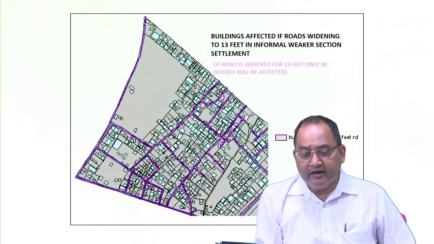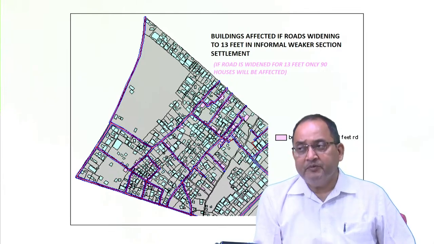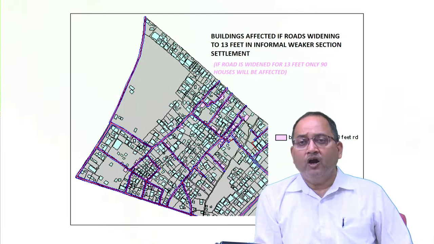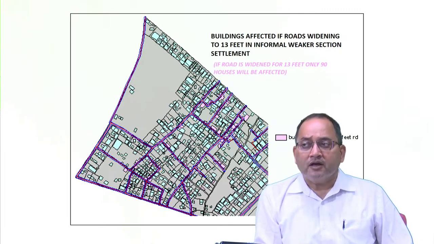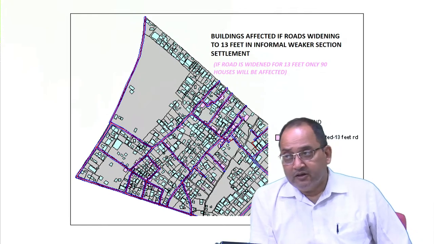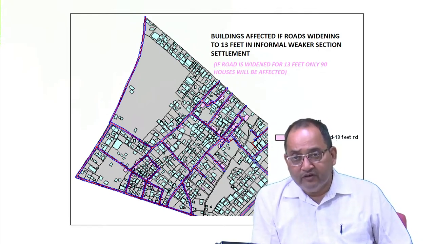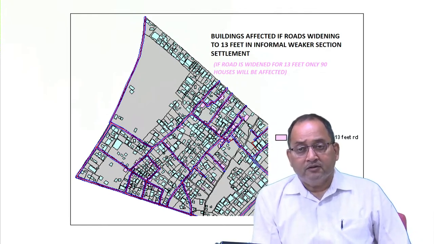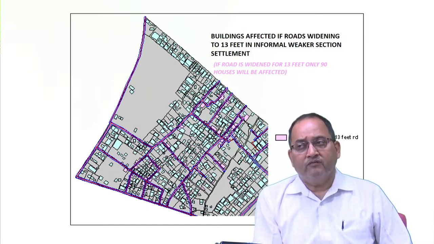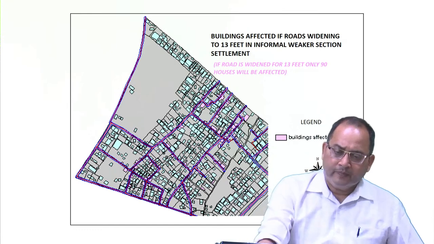So this gives an idea of what the population that will be affected, what kind of rehabilitation work we have to do, and how much compensation we have to pay, because that's also an important part when we have to implement a scheme on the ground. So you see, from a single image you are deriving a number of inputs which are very crucial when we go for future planning of the urban areas. Okay.